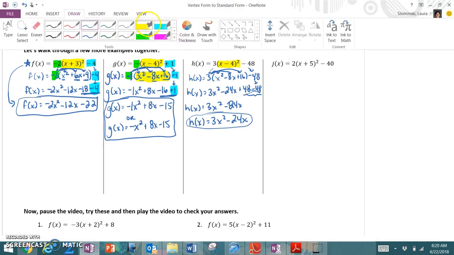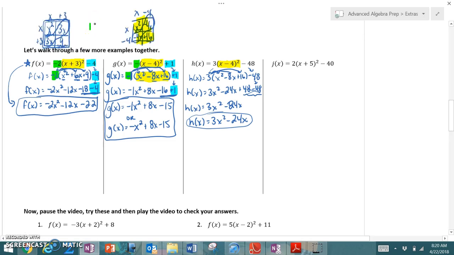Last but not least, again, I will do this one without any coloring because usually I wouldn't do it. I start with the x plus 5 squared in my box. I've got x squared, 5x, 5x, and 25. So this becomes j of x equals, bring down my 2. X plus 5 squared is the same as x squared plus 10x plus 25 in parentheses, and then I bring down my minus 40.